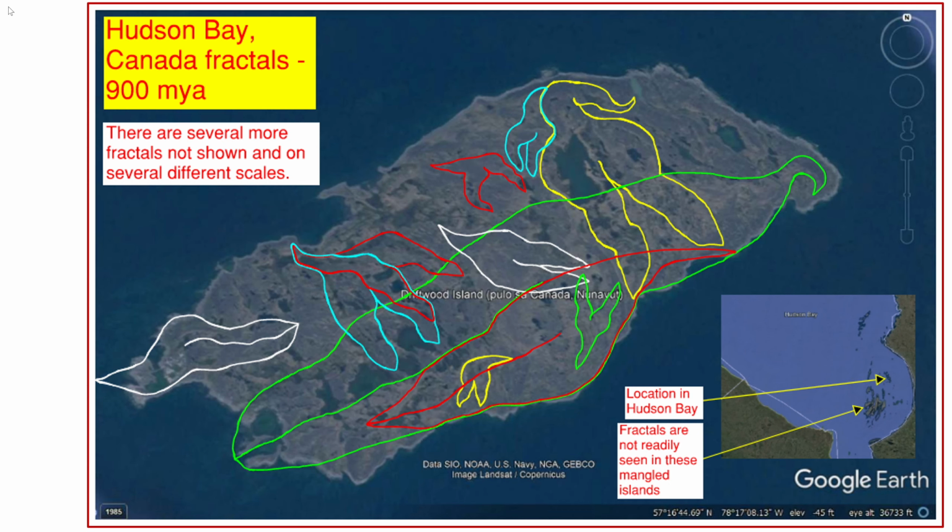Okay, this is Hudson Bay Canada again. There's several more fractals not shown as typical, and are on several different scales. Even the ones that are shown are on different scales and all. And you can see the border sharing and stuff like right here. Nothing particularly interesting to talk about here except this here. The location of this fractal in the Hudson Bay is where it's shown with the arrow here. And fractals are not readily seen in the mangled islands of this whole area. So that's something interesting.